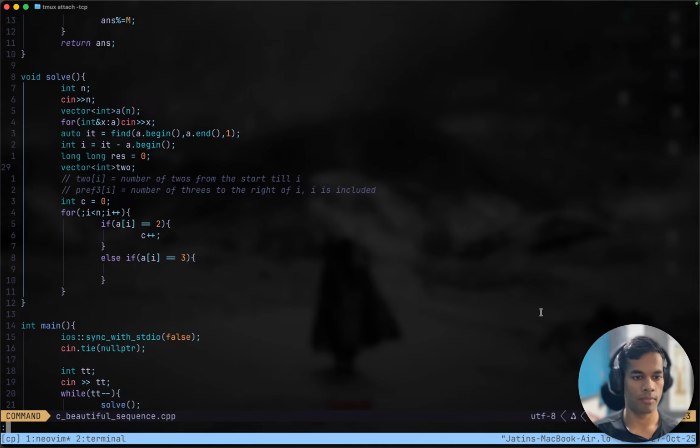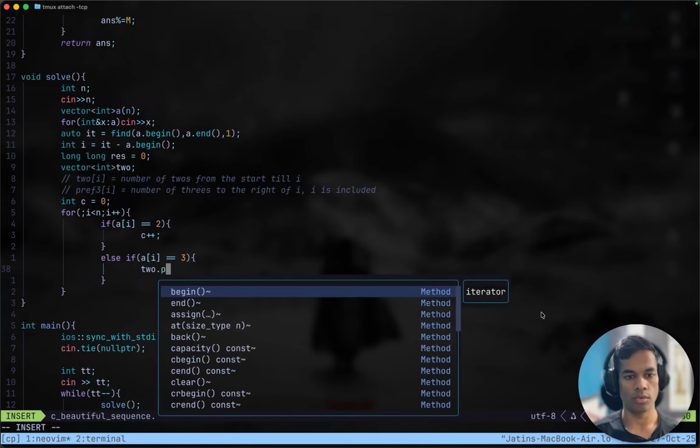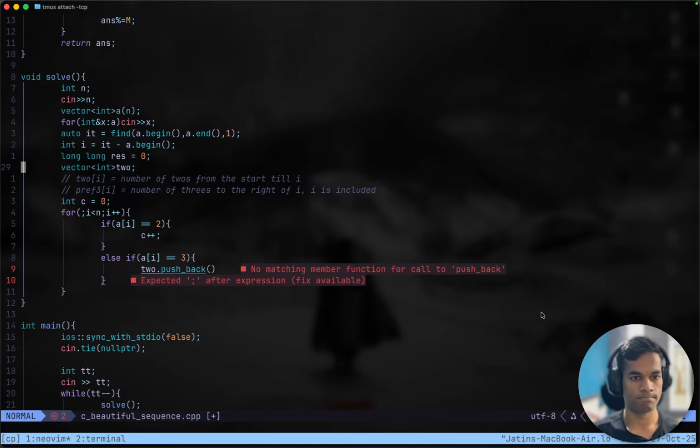Here, if the current number is 3, then we already know how many 2's we have seen till this point. Makes sense. So what we will have to do is 2's dot push back the previous value of 2's, one element.